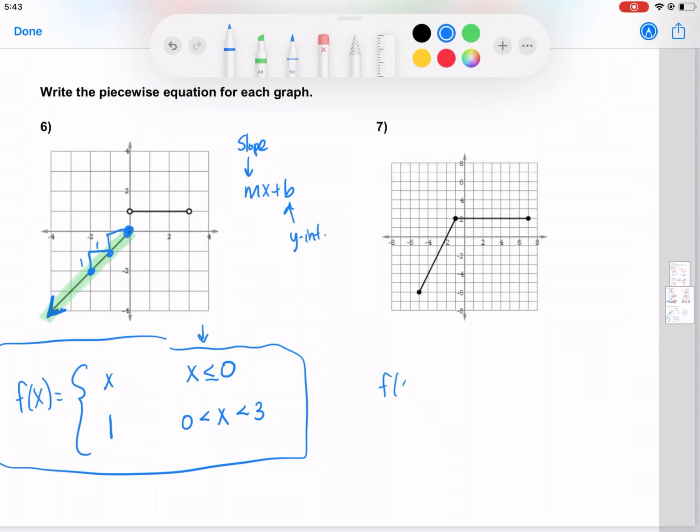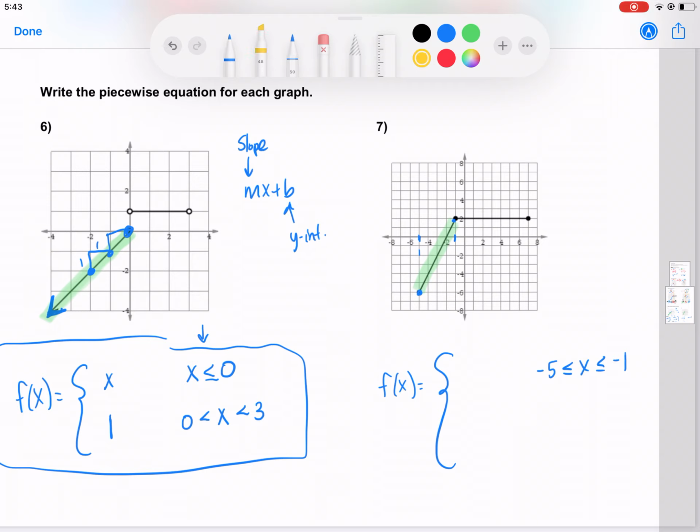I'll go ahead and put f of x equals, and then I'm going to figure out my domains first. So the green line on this side goes between -5 and -1. So I'm going to say -5, and it's equal to, so I say less than or equal to since it's closed, x, which is less than or equal to -1.